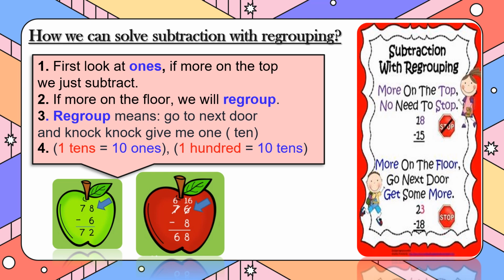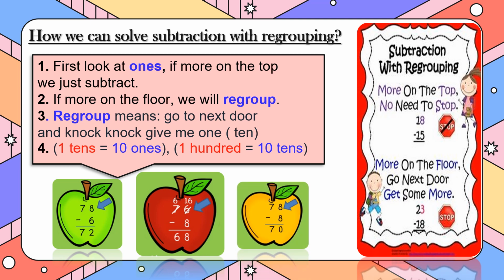This 1 ten equals how many ones? Excellent. Equals 10 ones. So I will take 1 ten, go to ones, it will be 10. 10 plus 6 will be 16. Now we have more on the top, so we can subtract. 16 minus 8 equals 8. 6 minus nothing equals 6. Next example. If we have the same number, 8 minus 8, it will be 0. 7 minus nothing, it will be 7.